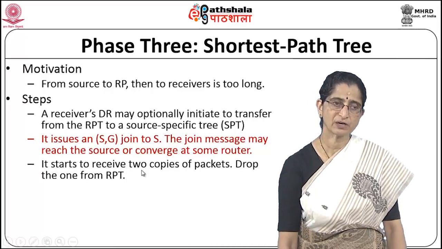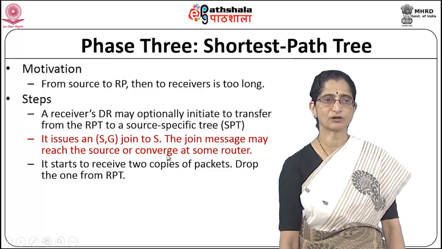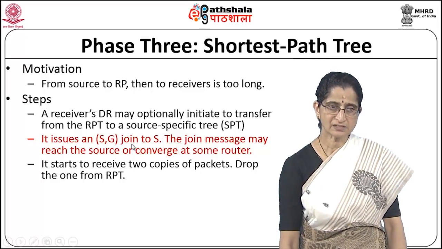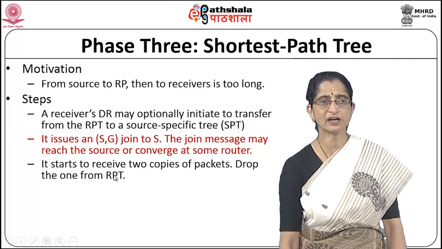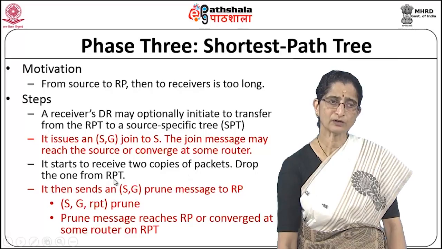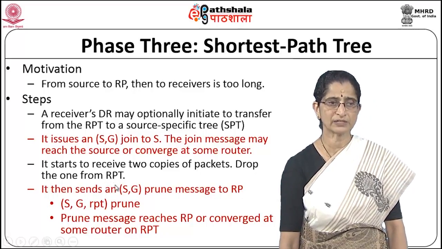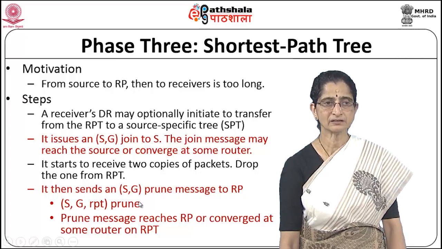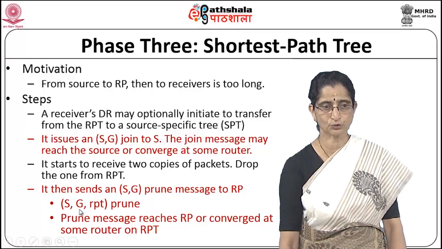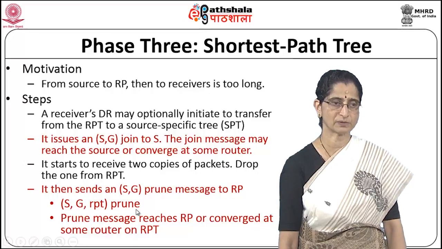So it starts to receive now 2 copies of packets, because once it joins this, you will have packets being sent along this tree as well as along the RP tree. So once it starts receiving packets along the source specific tree, it can drop the one from RPT, okay. How will it drop? The moment it drops the one from RPT, it also has to get out of that particular tree. How will it do that? It can do that by sending an S comma G prune message to RP, saying that if it is from this source to this group, then I want to be out of this particular tree. Okay, that kind of a very specific prune message can be sent.